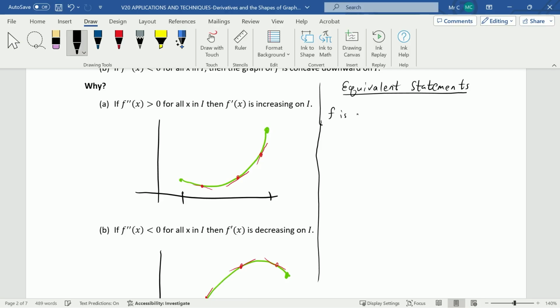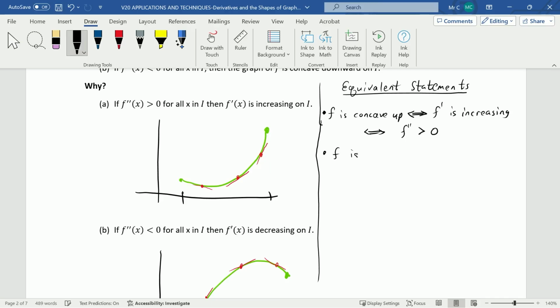f is concave up if and only if f prime is increasing, which happens if and only if f double prime is positive. This is the first one. All three of these statements are equivalent. f is concave up is the same thing as saying f prime is increasing, is the same thing as saying f double prime is positive. They're all the same thing.